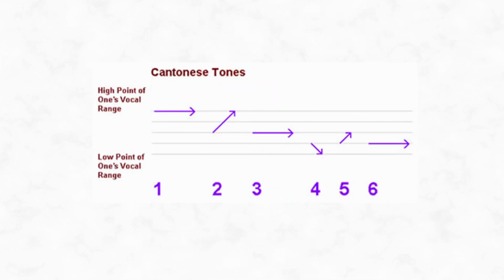Here's another much more simplified graph showing each of the 6 tones separately. Again, there's no need to memorize this now. I'll be going over each one in detail separately. One important thing I want to highlight here though is the wording they use.